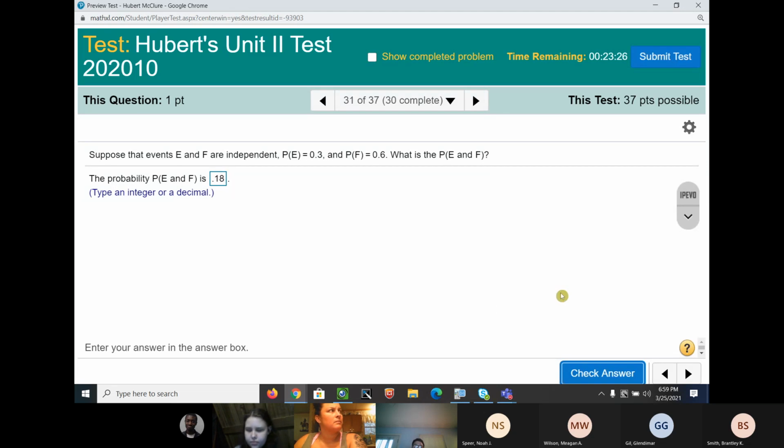Next. So when you set that problem up, you just take 0.03 and multiply. No, 0.3. 0.3 times 0.6. Do it in your calculator. 0.3 times 0.6 is 0.18. Okay, I'm sorry.